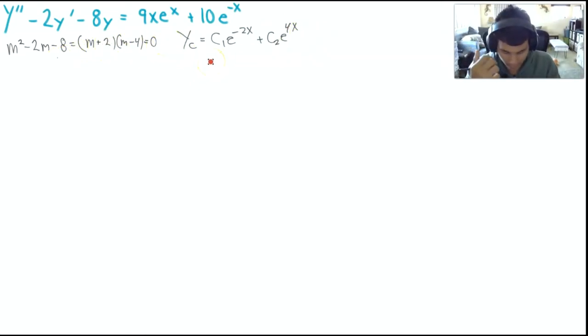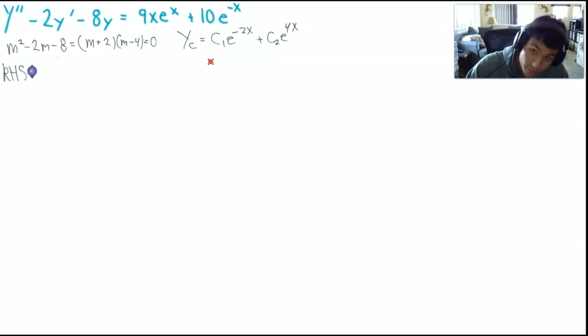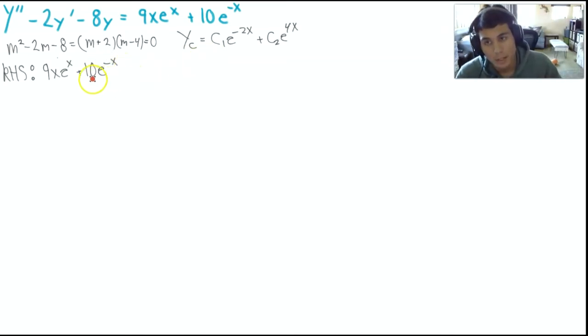Now let's think about our right-hand side. The right-hand side is 9x e to the x plus 10 e to the negative x. So it's a polynomial of degree 1 times the exponential, and an exponential.